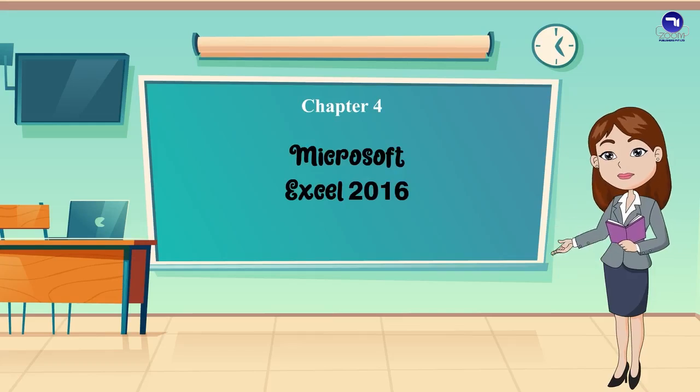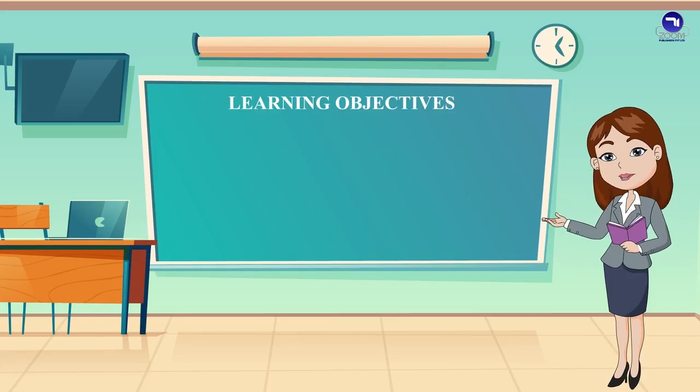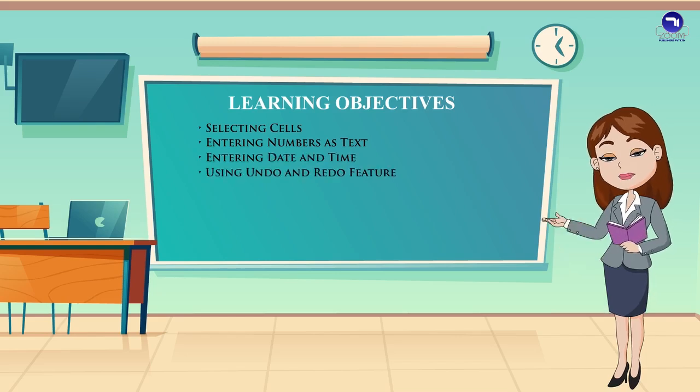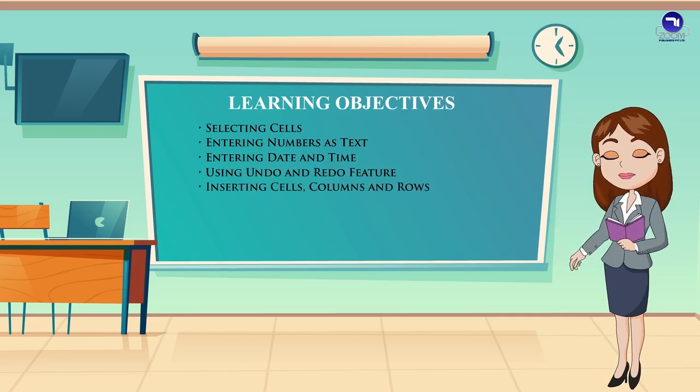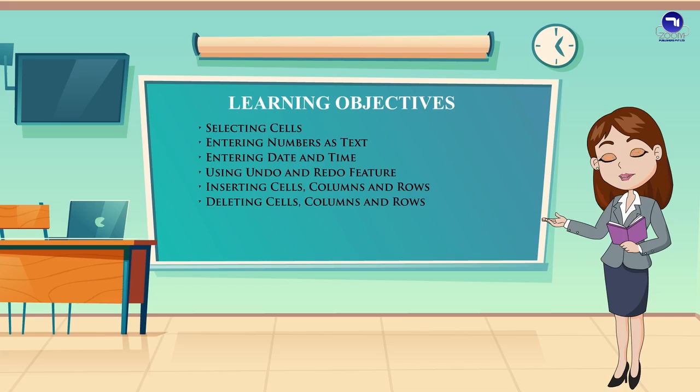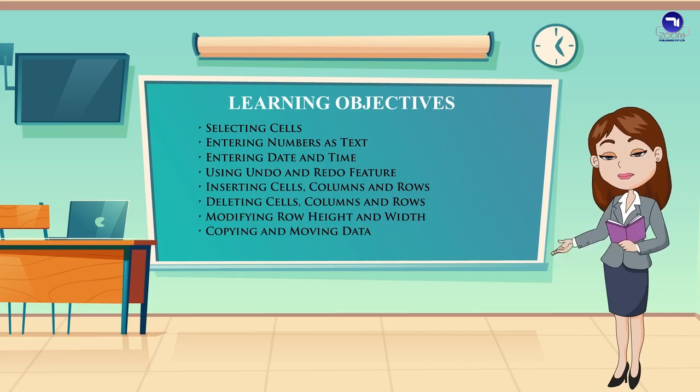Chapter 4, Microsoft Excel 2016. Learning Objectives: selecting cells, entering numbers as text, entering date and time, using undo and redo feature, inserting cells, columns and rows, deleting cells, columns and rows, modifying row height and width, copying and moving data, autofill and flash fill feature.